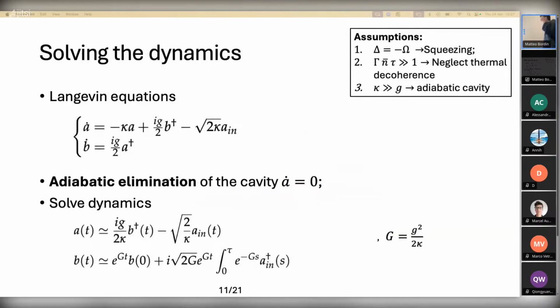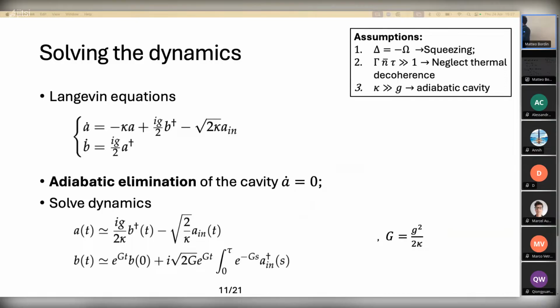So back to our friends, the Langevin equations. These are the beautiful Langevin equations, neglecting the thermal coherence, and written in the interaction picture. So there's no oscillating term anymore, it's just the downward interaction. Here, one will do a trick that is the adiabatic elimination.